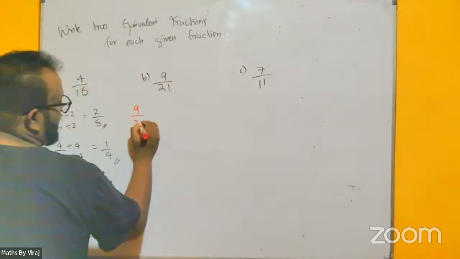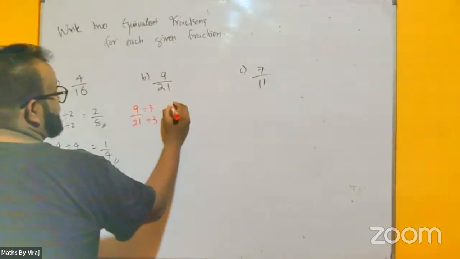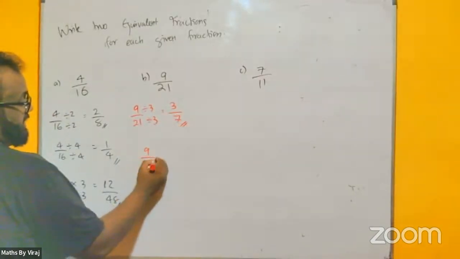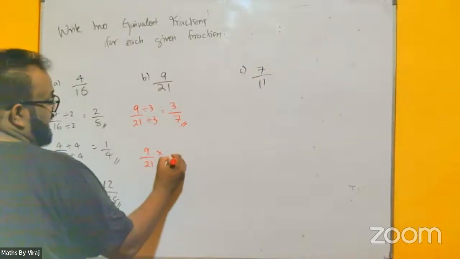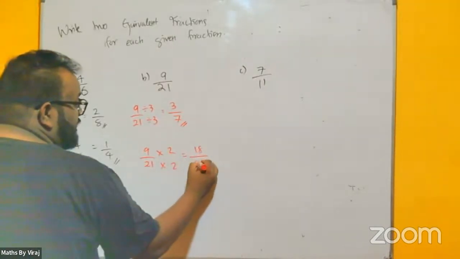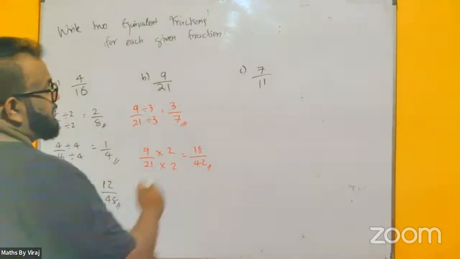9 over 21, I can divide this only by 3. 9 divided by 3 is 3. 21 divided by 3 is what? 7. 9 over 21, I can multiply this by 2. 18 over 42. So 3 upon 7 and 18 over 42 are two equivalent fractions of 9 over 21.